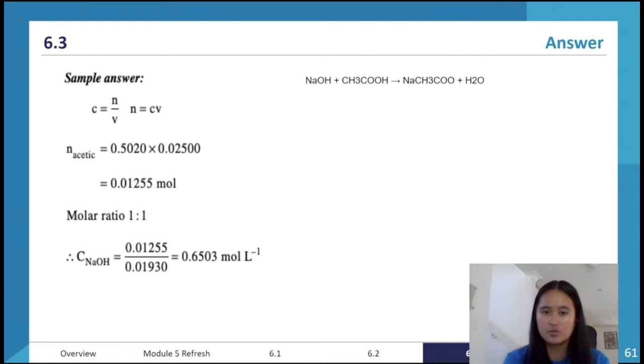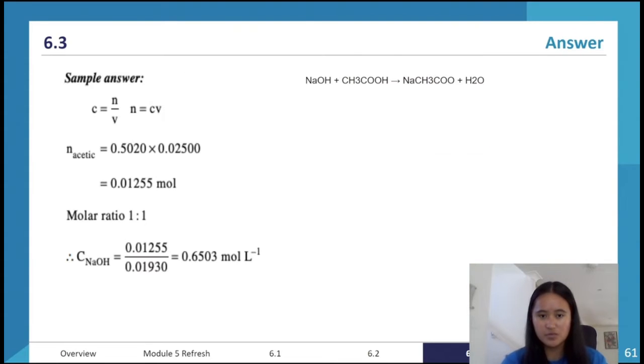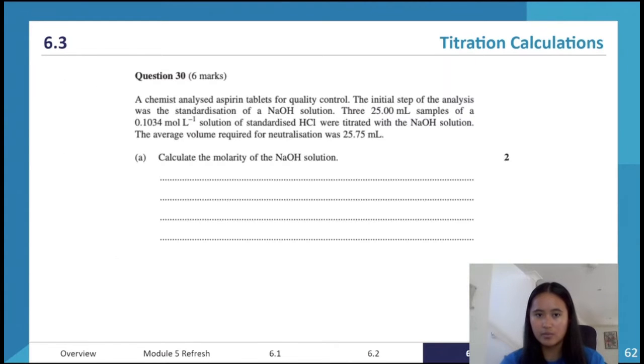Then you use C equals n on V, rearrange it so you can find n to find the number of moles of acetic acid. Then the 1-to-1 ratio of sodium hydroxide and acetic acid means that the same number of moles was used up in the neutralization reaction. So we just put that same number of moles over the volume, C equals n on V. And the volume that they gave us for the titration was 19.3. So that's the volume that goes on the bottom. And that gives you the concentration of sodium hydroxide.